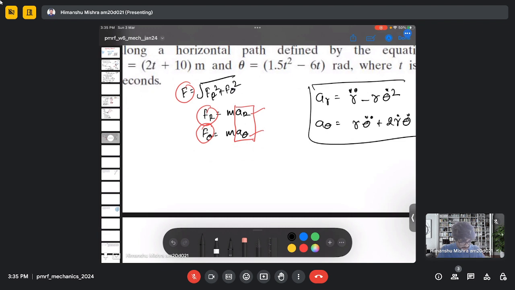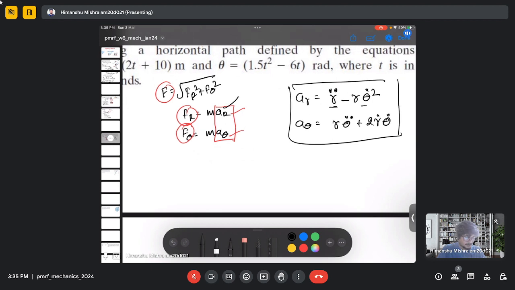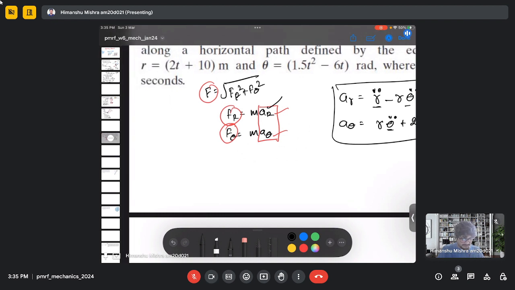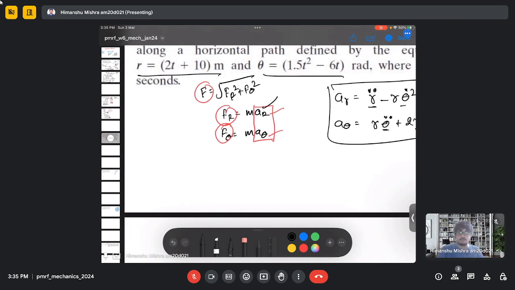To find these components of acceleration, we can see that they are given in terms of r double dot, theta double dot, r dot and theta dot. So we need to differentiate these quantities in order to get r dot, r double dot, theta dot and theta double dot.